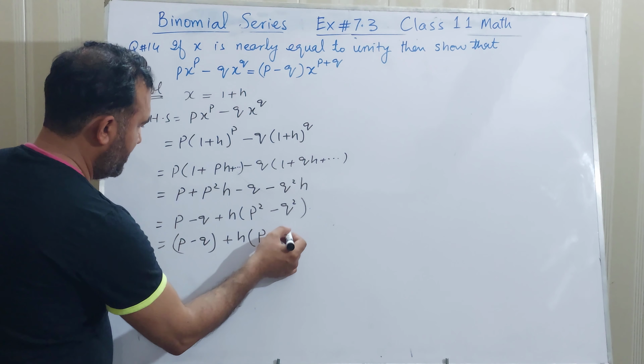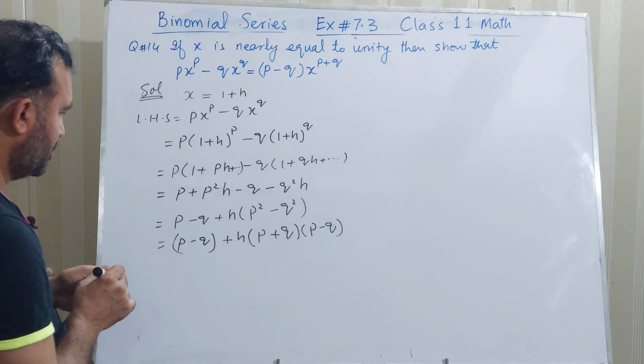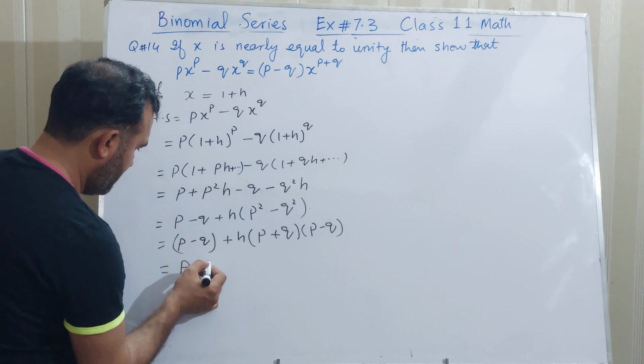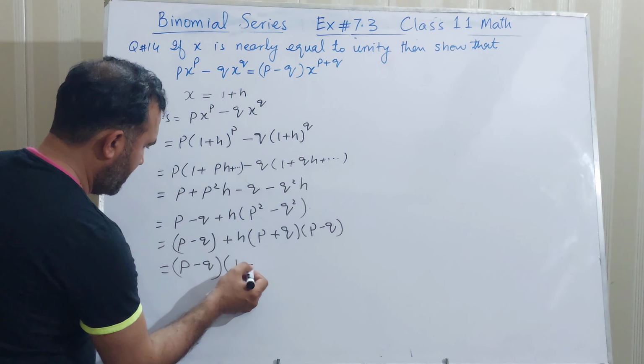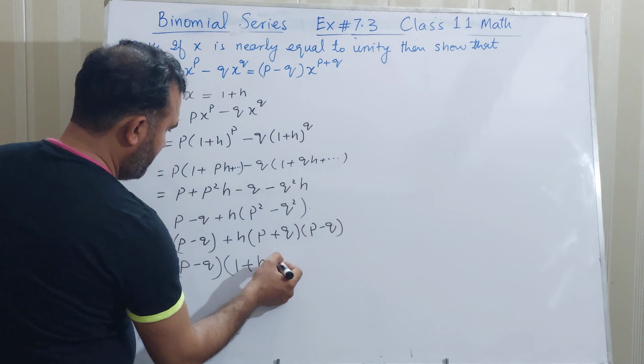So here what will come? p plus q and p minus q, right? So now take this p minus q common, so it will be 1 plus h. With h, what will come is p plus q.